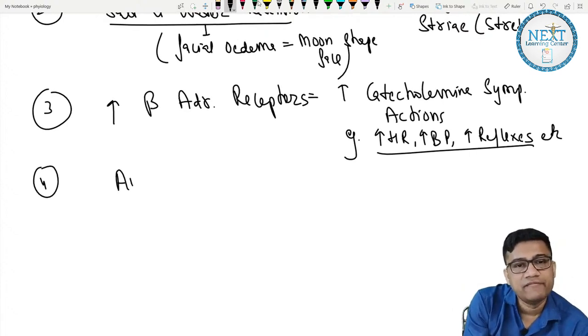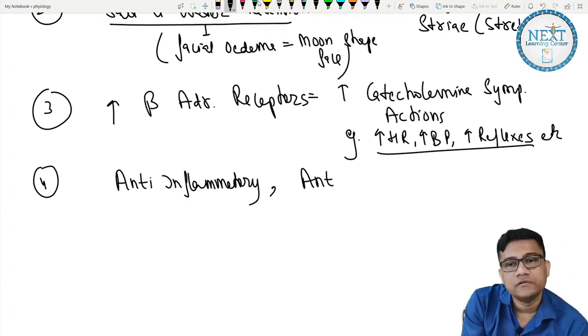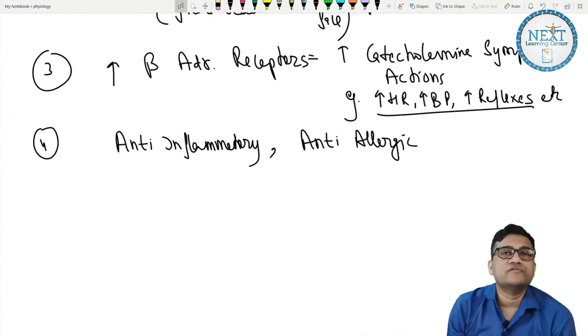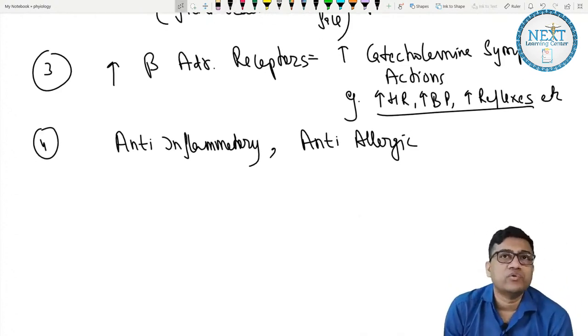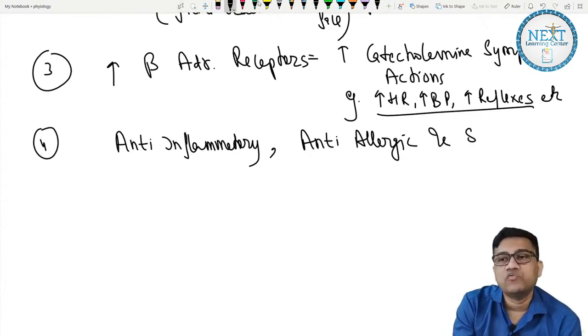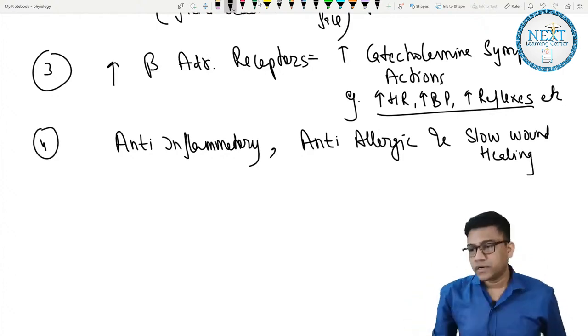They are anti-inflammatory, anti-allergic. So they are very commonly used for treatment of what? Autoimmune disease. So the drug of choice of all these inflammatory or autoimmune diseases, answer is steroid. Anti-allergic and slow wound healing. Slow wound healing. Okay, clear?